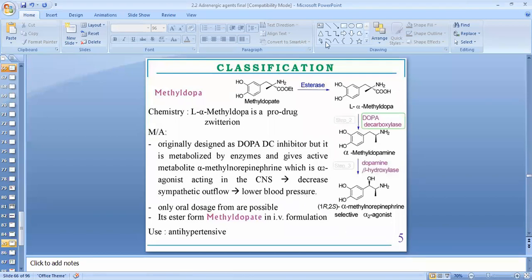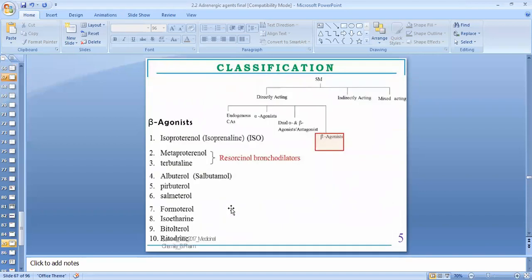Now, the main property associated with this drug molecule is that it is available only in the oral dosage form. Its ester form, methyl dopa's ester form, that is methyl dopate, is available as an IV formulation. See, actual methyl dopa is available as an oral tablet, but if we convert methyl dopa into the ester form, that is methyl dopate, it is available as an intravenous formulation, and this drug molecule is used as an antihypertensive.